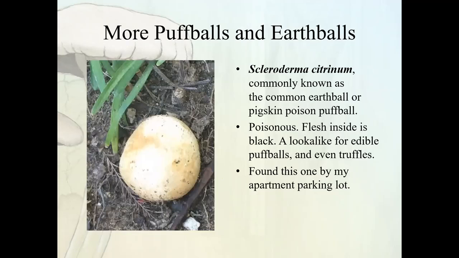So basically, whenever you find a puffball, you want to split it in half to see the inside, right? Because sometimes, like she's mentioning right now, this Scleroderma right here has a purplish to black interior. So remember the simple rule: if it's all white on the inside, then it's edible. A little bit of yellow is where the sporulation starts to occur, and then it'll turn brown eventually over time.